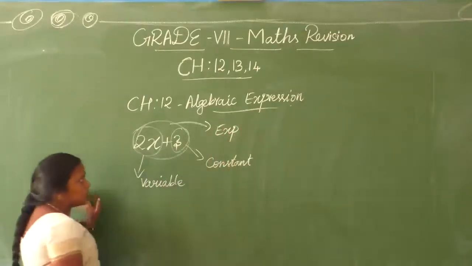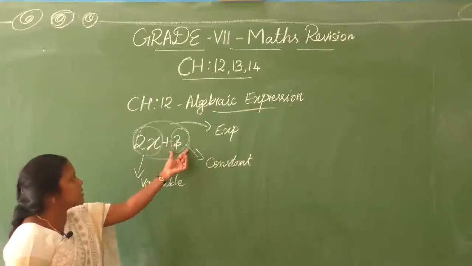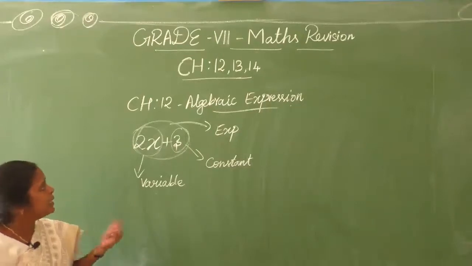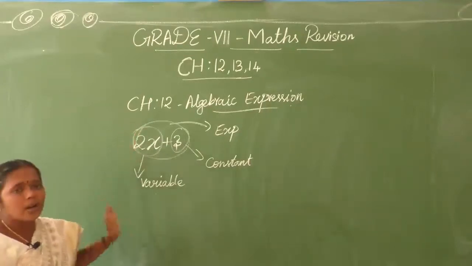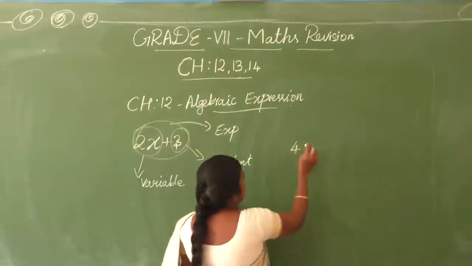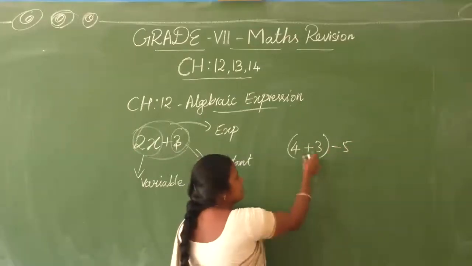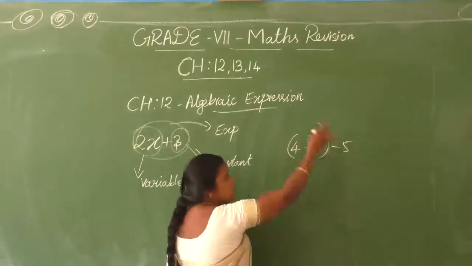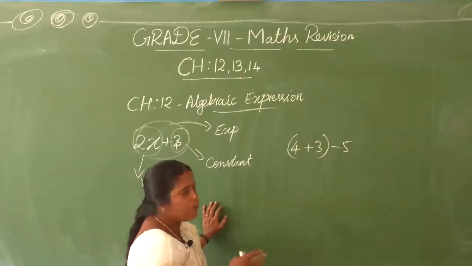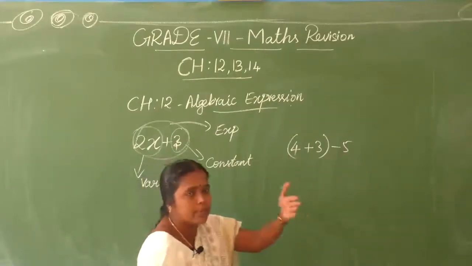Actually, the combination of a collection of variables and constants connected with operations, addition, subtraction, multiplication, division, is called an expression. In arithmetic also we can say 4 plus 3 minus 5. Some numbers are connected with some operations. That statement is called an expression, especially a numerical expression in arithmetic, in the number system category.